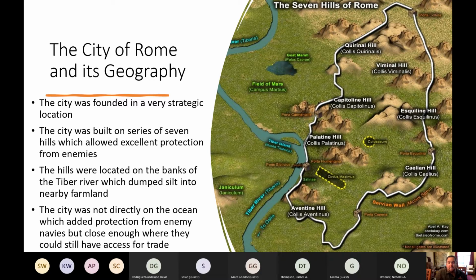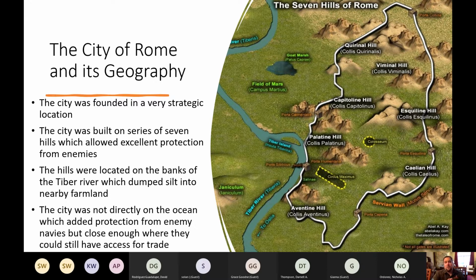The hills were located on the banks of a river, the Tiber River, not to be confused with the Tigris River from Mesopotamia. The Tiber River ran near these hills, and it would flood and the silt would enrich the farmland. So it created hills for protection and the river for drinking water, which provided great farmland for growing food.